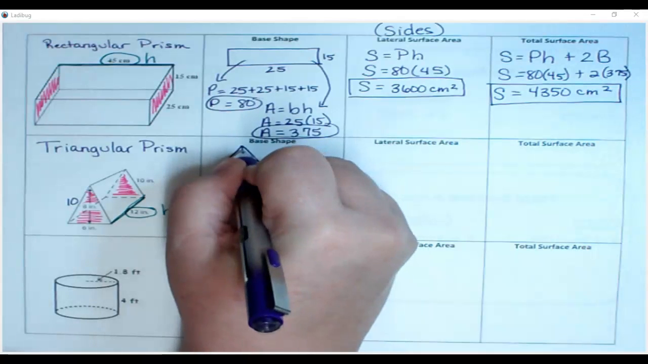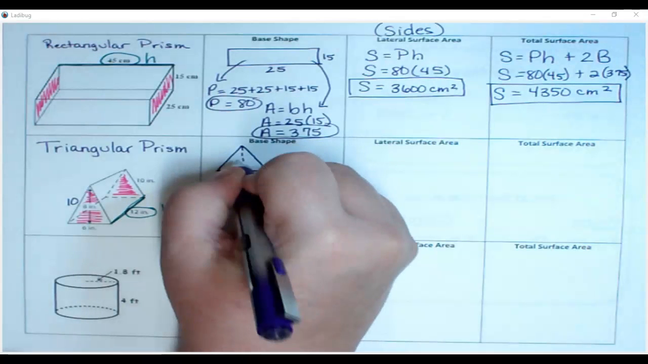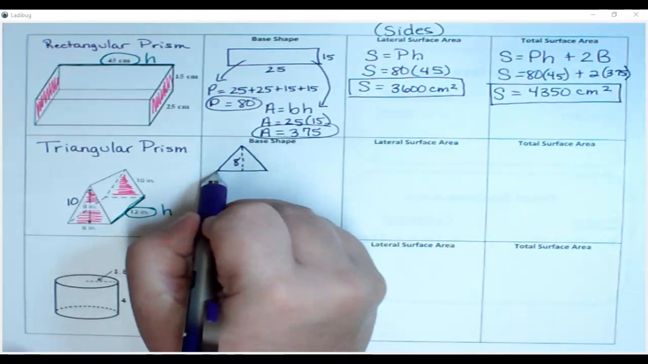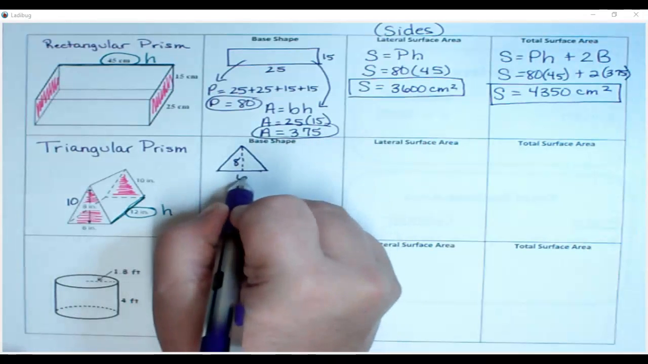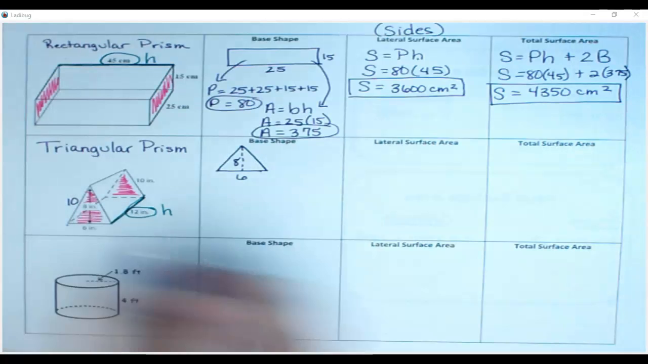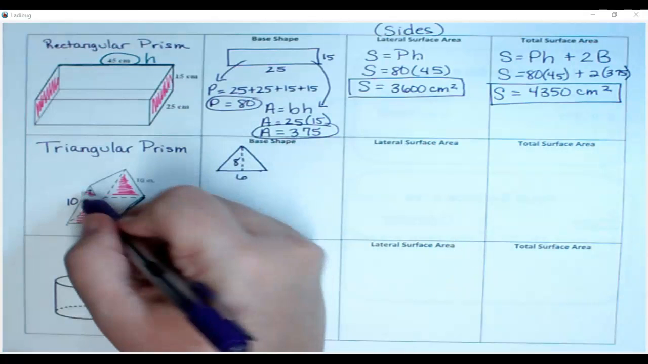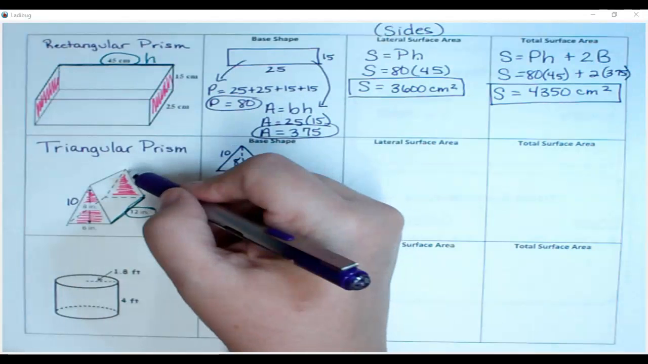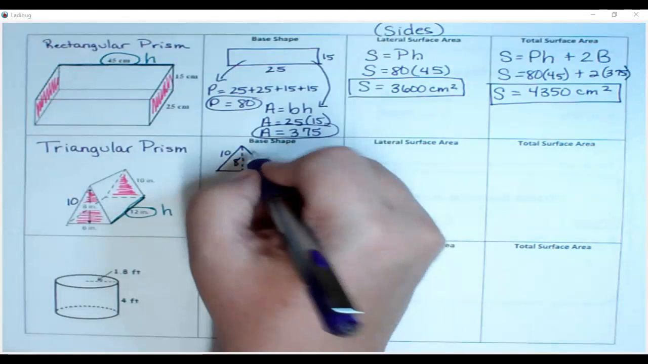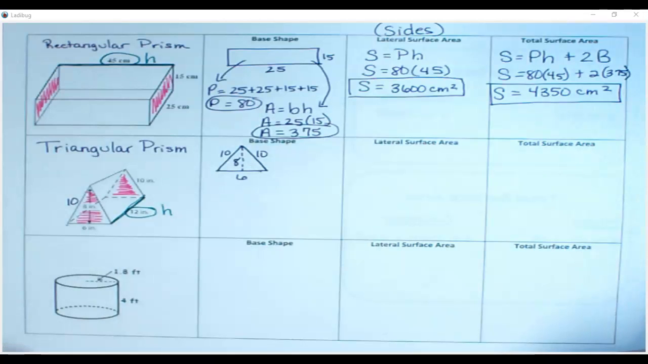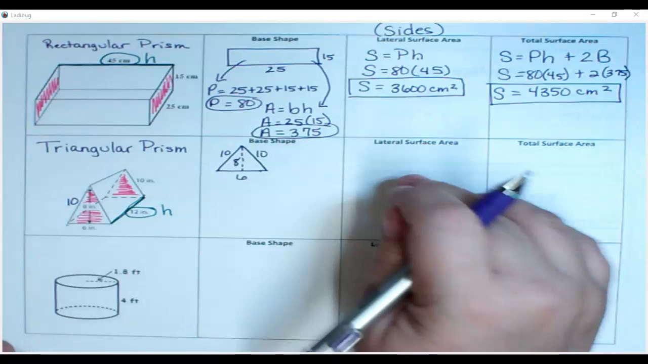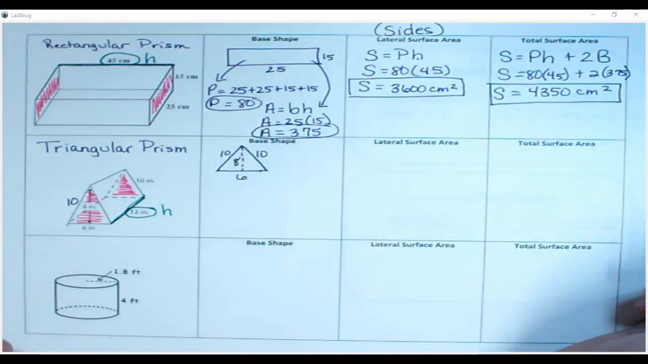I know inside, the height of just the triangle is 8 inches. This bottom measurement is 6 right here. The left side, they showed it right here, which is 10. The right side, they showed it right here, which is 10 as well. So now that we have our base shape drawn and labeled, we're ready to proceed to solving our problem.